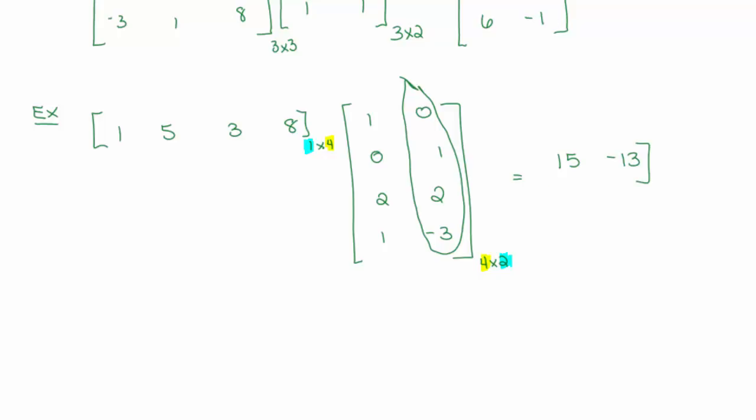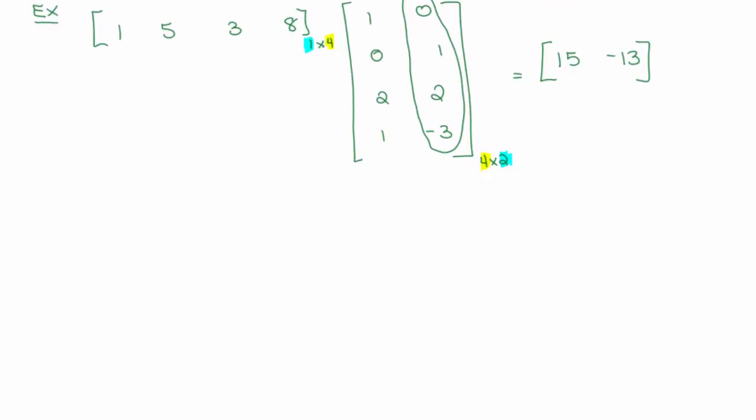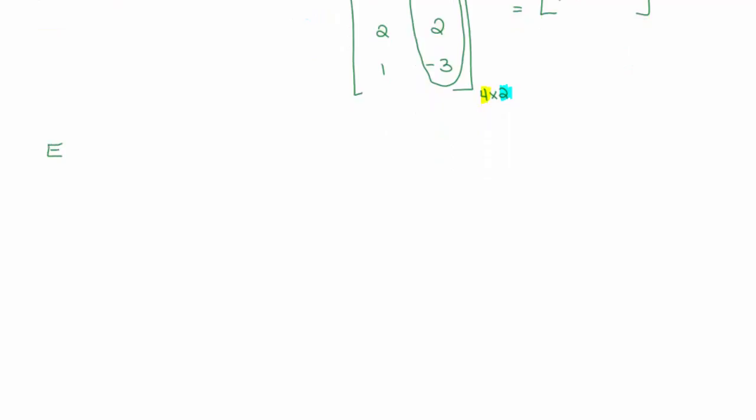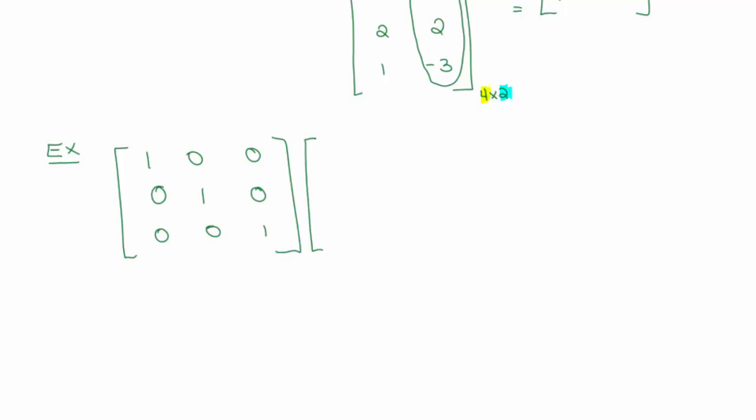Well, that looks awkward. I'm going to change it slightly. There you go. All right, and the very last example, I promise, is this one right here: 1, 0, 0, 0, 1, 0, 0, 0, 1 times, let's see, I need 3 rows because I'm going up against a 3 by 3, right? So let's do 1, 2, 3, 4, 5, 6. That's a 3 by 2. Our answer will be a 3 by 2.